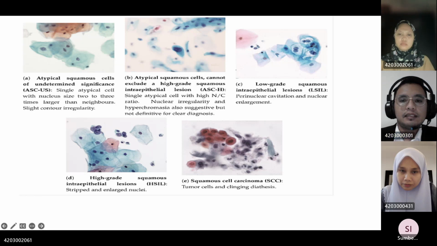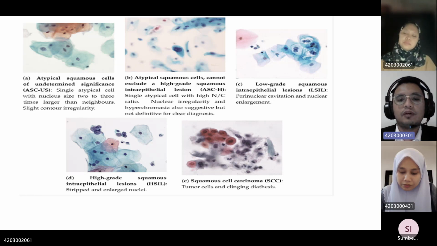So for the second one, we have ASC-H, or atypical squamous cells, cannot exclude HSIL. It is a category used when the atypical squamous cells present in the cervix cannot definitely be categorized as high-grade squamous intraepithelial lesion, HSIL, but there are features suggesting a higher grade abnormality. ASC-H indicates a higher degree of concern compared to ASCUS and usually warrants more immediate follow-up and evaluation such as colposcopy and biopsy to assess for HSIL or cervical cancer.